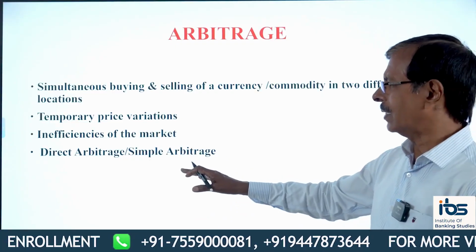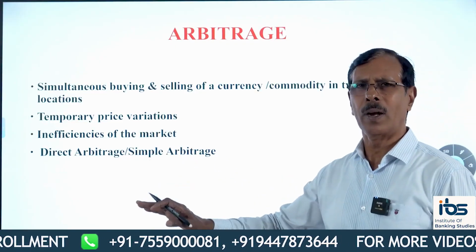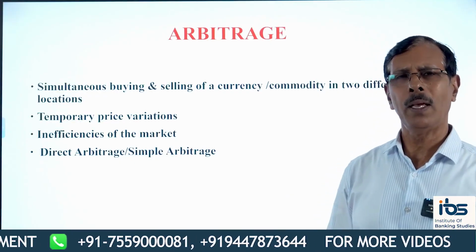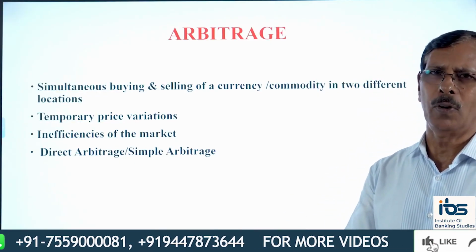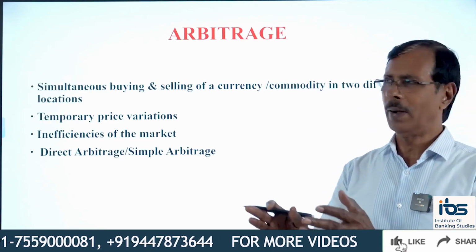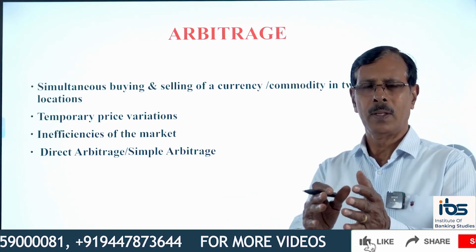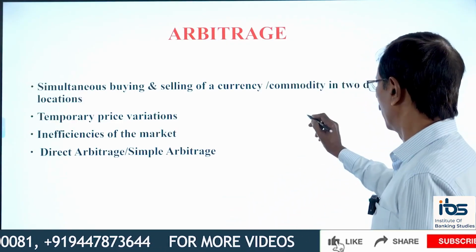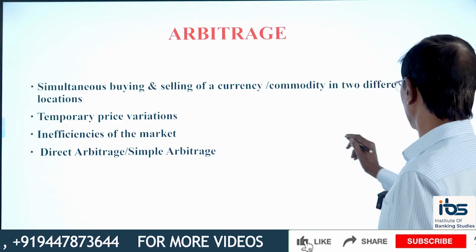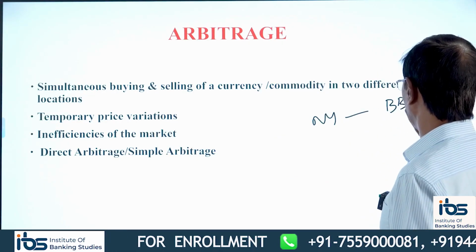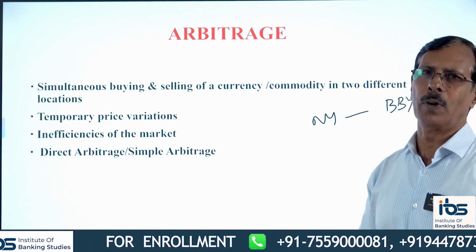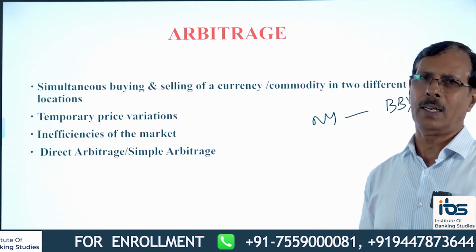So arbitrage can be a direct arbitrage or a simple arbitrage, or it can be a multiple or a compound arbitrage. If only two centers are involved, it's a direct arbitrage. I've given an example. A person is buying dollar from New York and selling it in Mumbai. So only two centers are involved. We call it a direct arbitrage.